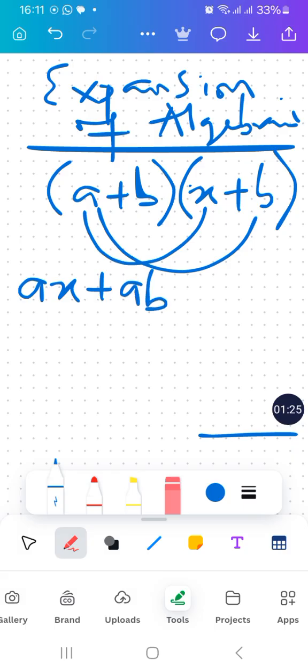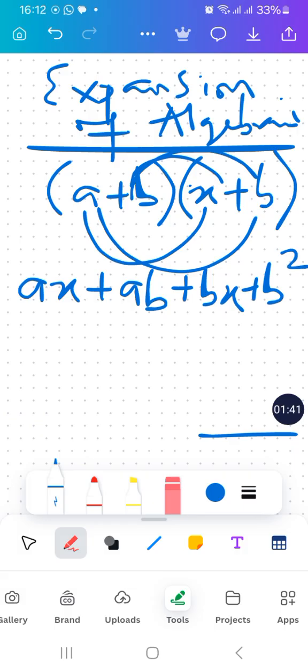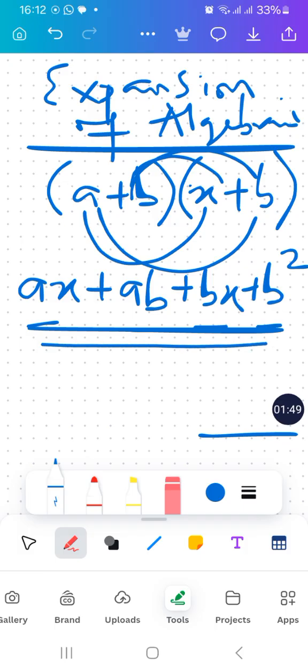Then the next thing is to go to your nose. So this b will also multiply everything. That will be bx. Then this b will also multiply the second b. That's plus b squared. And when you look at the terms, there is nothing that looks alike. ax is different from ab, is different from bx, and bx is different from b squared. So this is what our final answer is going to look like.